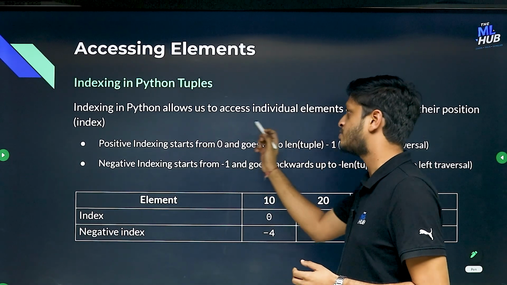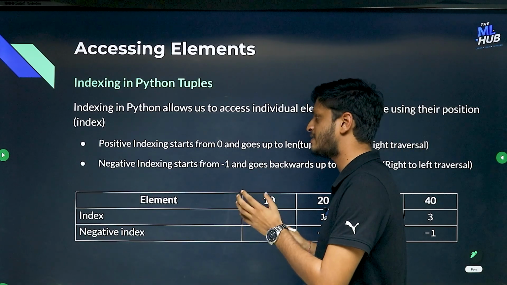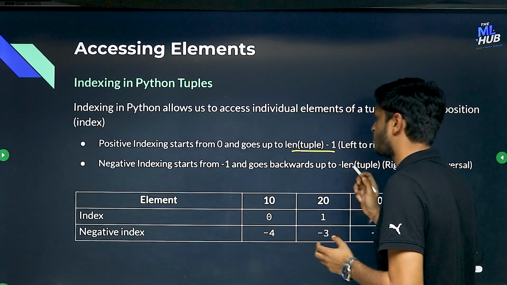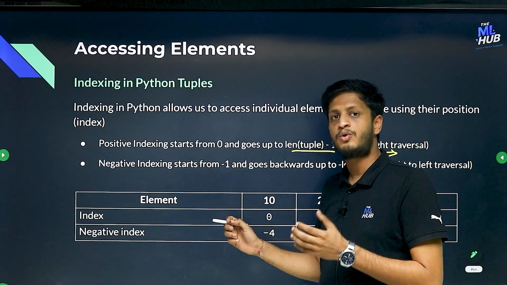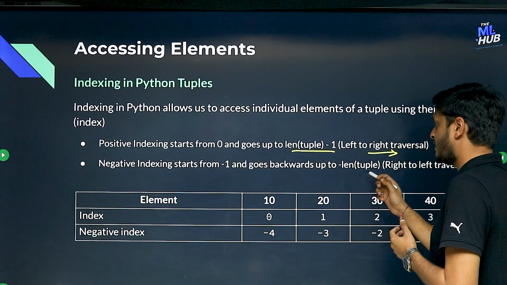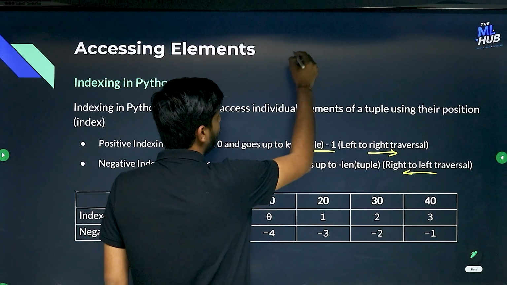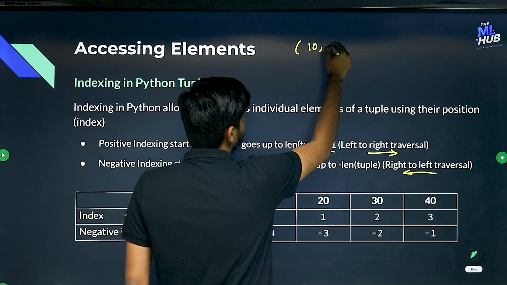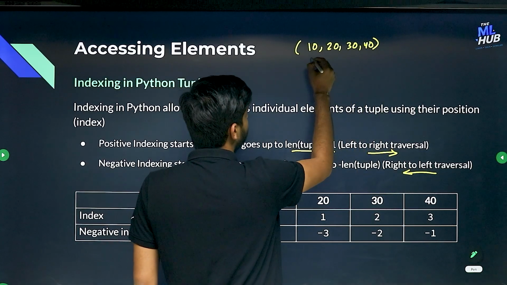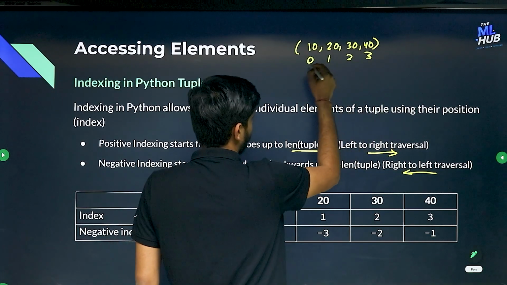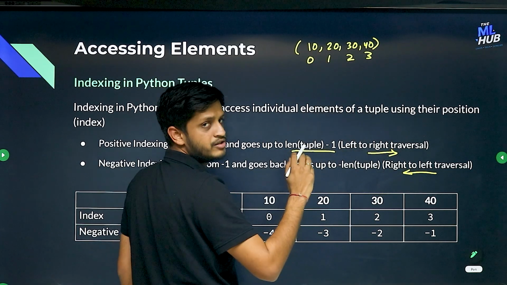So indexing in Python allows us to access individual elements of a tuple using their position or index. Positive indices start from 0 and go up to the length of the tuple minus 1, which is left to right traversal. And negative indices start from -1 and go backwards till minus of the length of the tuple, which is right to left traversal. So if you have a tuple containing elements 10, 20, 30, 40, then the indices for these elements will be 0, 1, 2, 3. Positive index starts from 0. Python is a zero-indexed programming language. So the first element will have an index of 0.